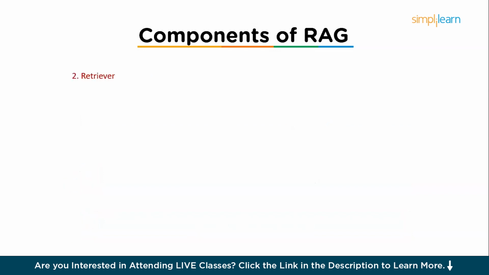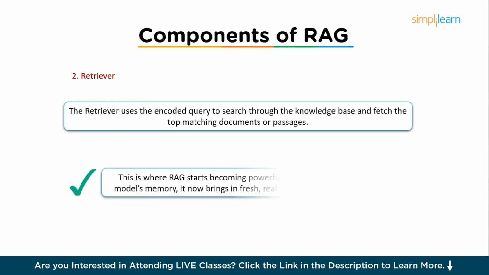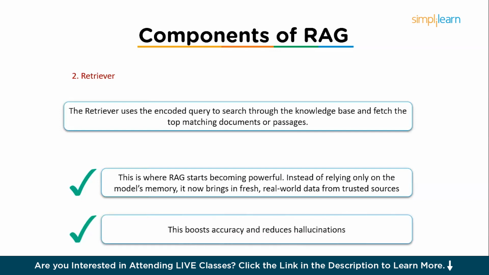Then let's move on to the second one. We have retriever. So what does it do? The retriever uses the encoded query to search through the knowledge base and fetch the top matching documents or passages. So how does it help the RAG? This is where the RAG starts becoming powerful. Instead of relying on the model's memory, it now brings in fresh, real-world data from trusted sources. Now, this also boosts the accuracy and reduces hallucinations.